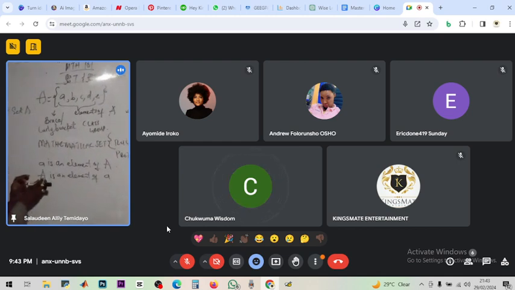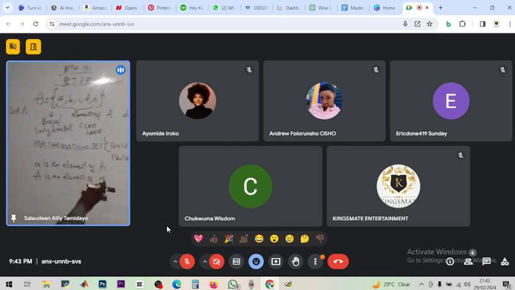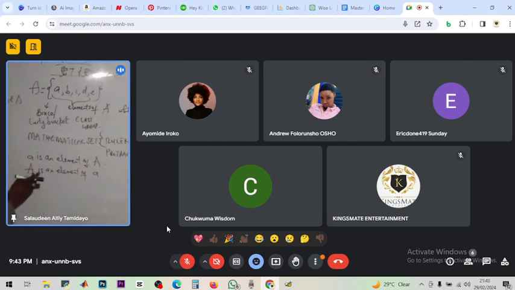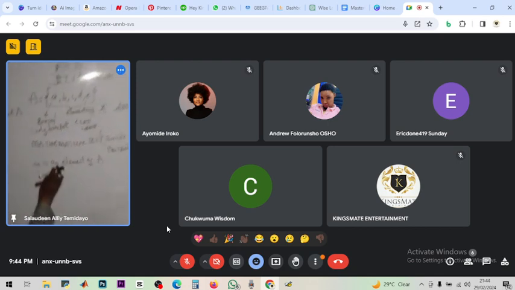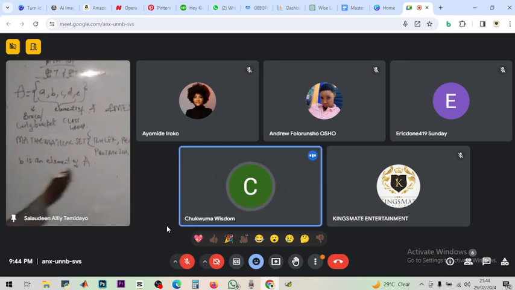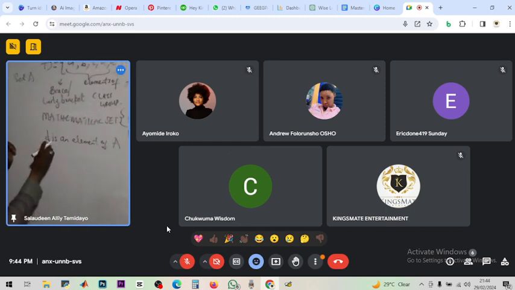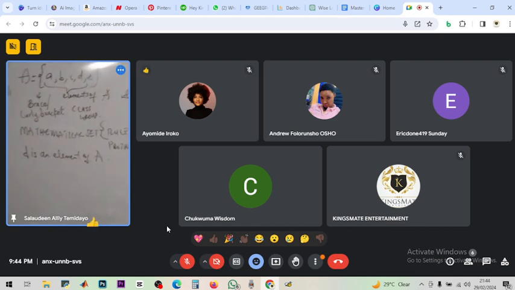A, A is an element of A. So this capital letter A is the one that denotes the set, and this small letter a denotes the element. So I can never say capital A is an element of capital A. I would rather say small a is an element of A. b is an element of A. c is an element of A. d is an element of A. Please, if you get that, let me know. It's reaction.